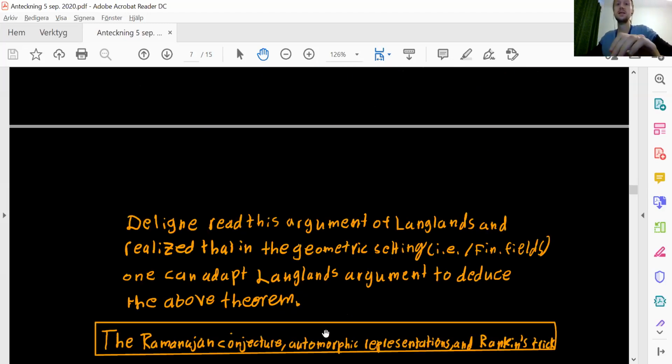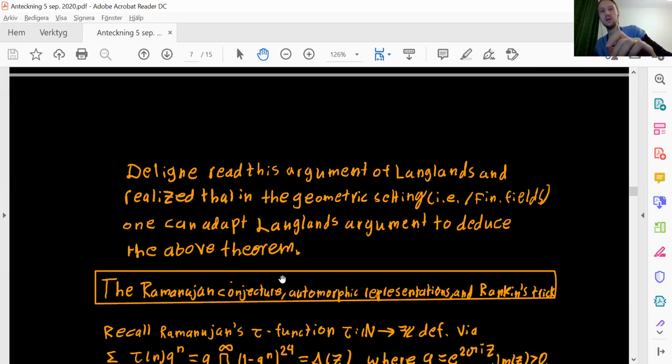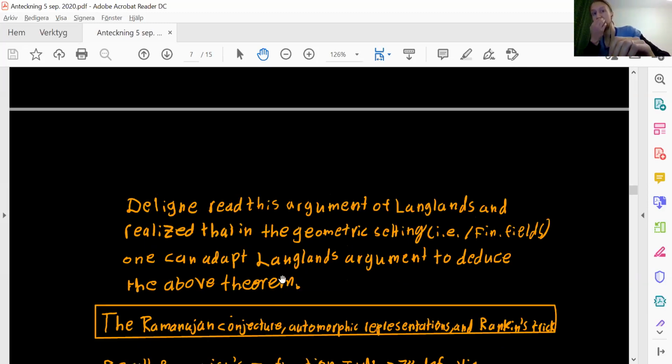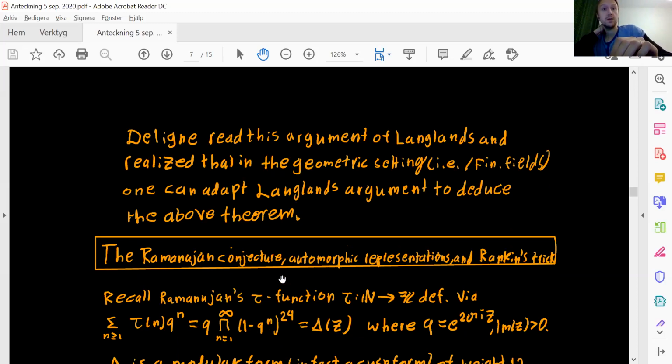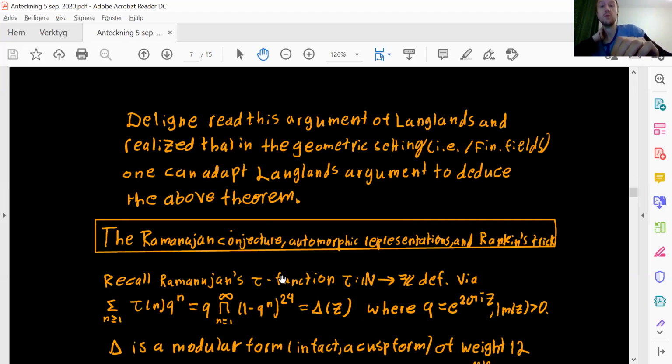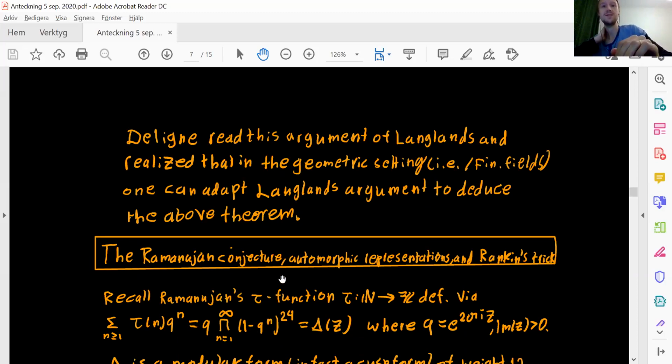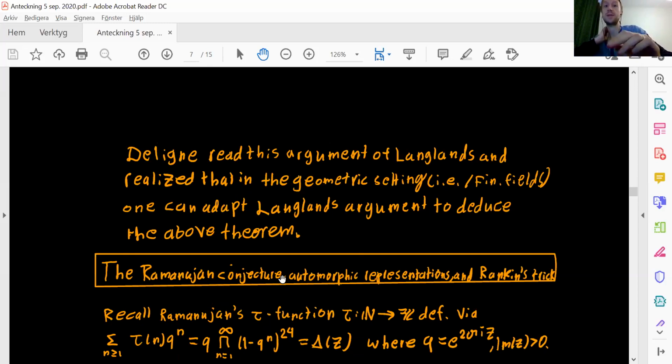As I said, Deligne read the argument of Langlands on the Ramanujan conjecture and realized that in the geometric setting, that is for schemes over finite fields, you can adapt Langlands' argument to deduce the theorem above. Now I will speak about the Ramanujan conjecture, automorphic representations, and Rankin's trick. If you're not familiar with modular forms, don't worry, you don't need to be. Everything here will be more or less treated as a black box.